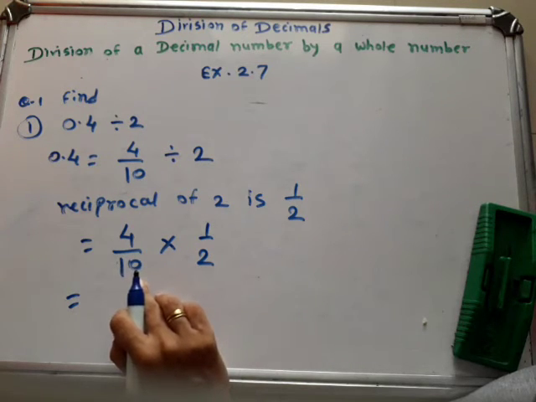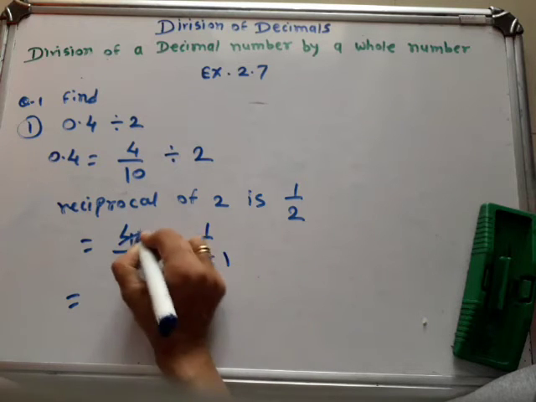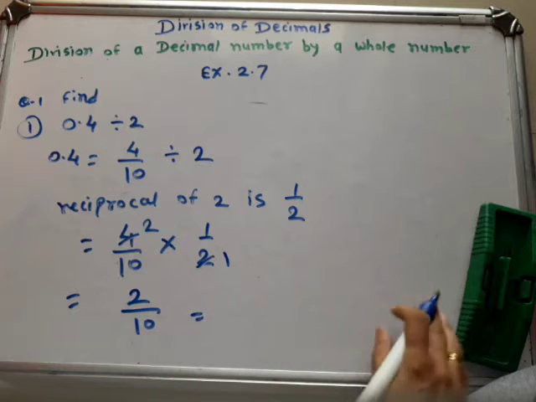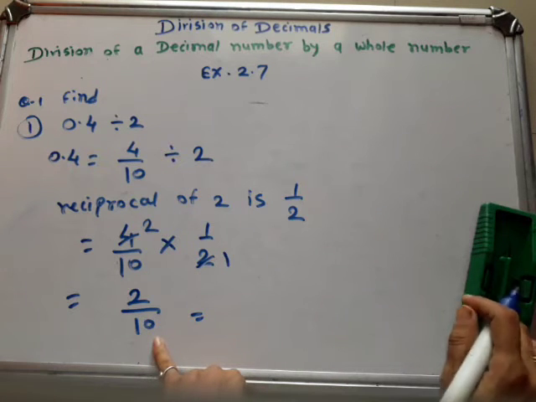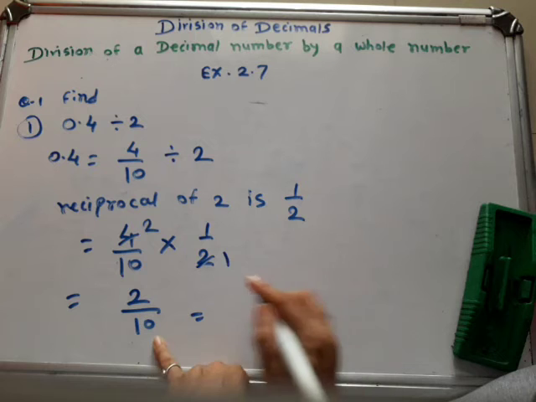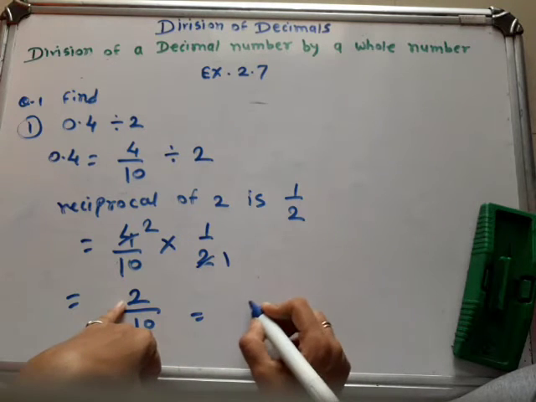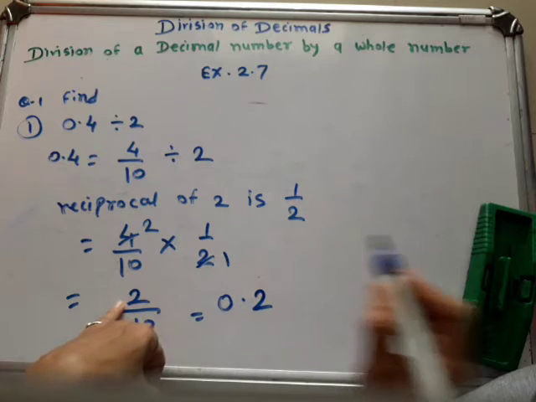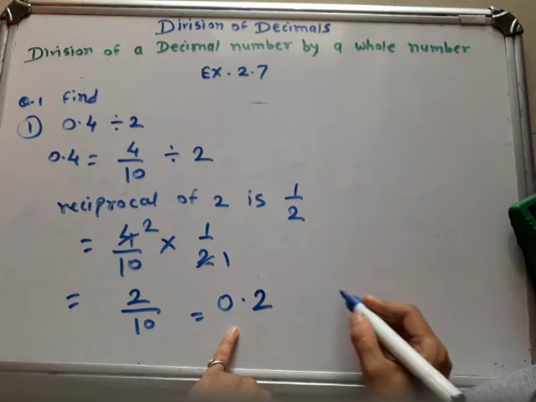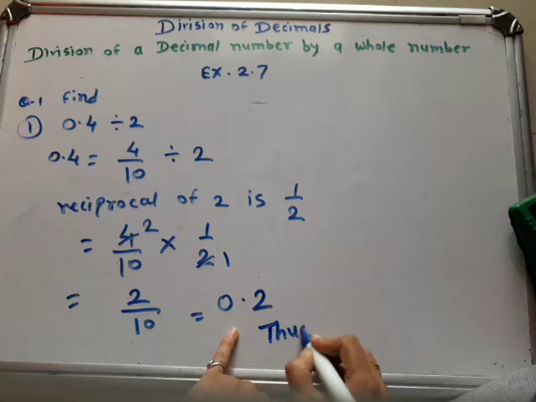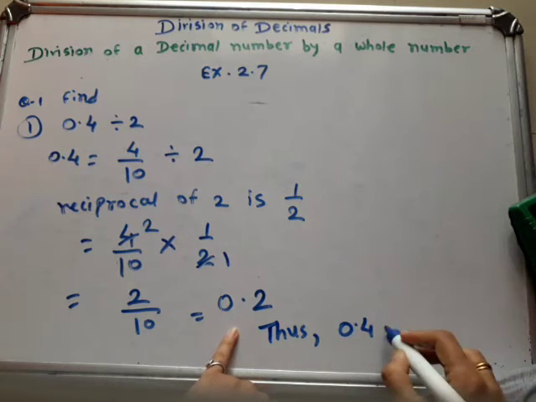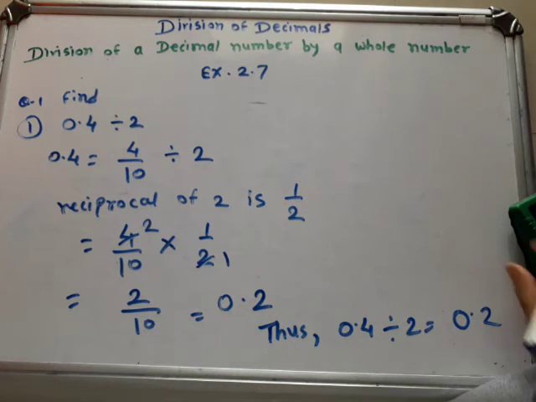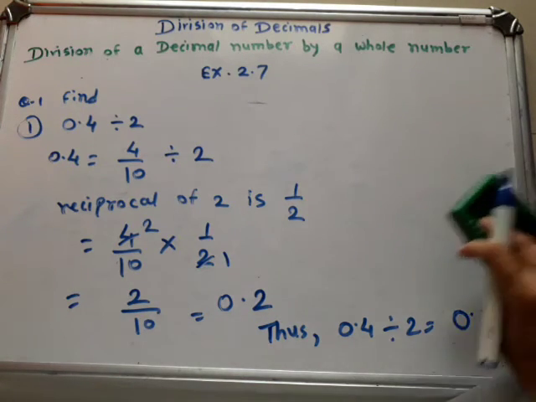We write 10 as it is. 2 1s are 2, 2 2s are 4. Now 2 1s are 2 upon 10. Here, after the decimal point, there is 10, so now you have to convert into a decimal number. 10 has one zero, so before 2 you put the decimal point. There is no whole number, so you write 0.2. So thus 0.4 divided by 2, we get the answer 0.2. This is question number 1. In this way you have to complete question number 1.